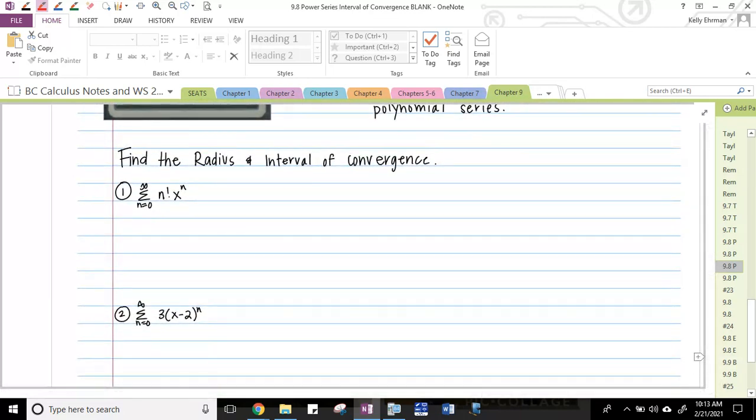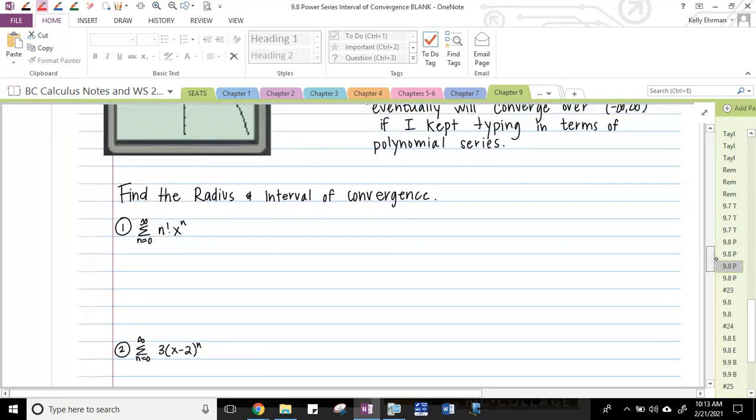All right, so what are we looking at? Find the radius and interval of convergence. We had questions similar to this in our last section in chapter 9. So remember, we were looking at, okay, if x is being raised to an n power, what values of x would make this converge? Now, the difference in this chapter is we have things like n factorial involved or some other expressions you can see.